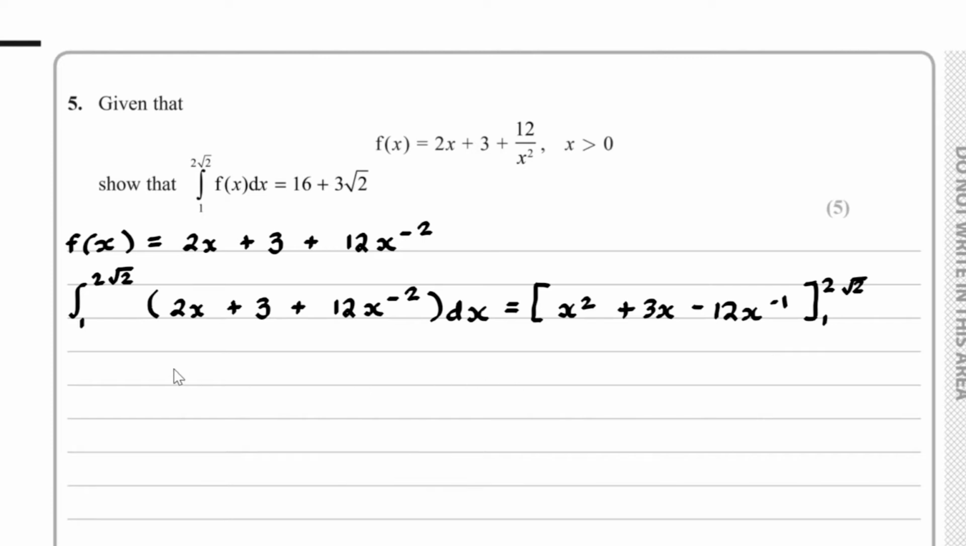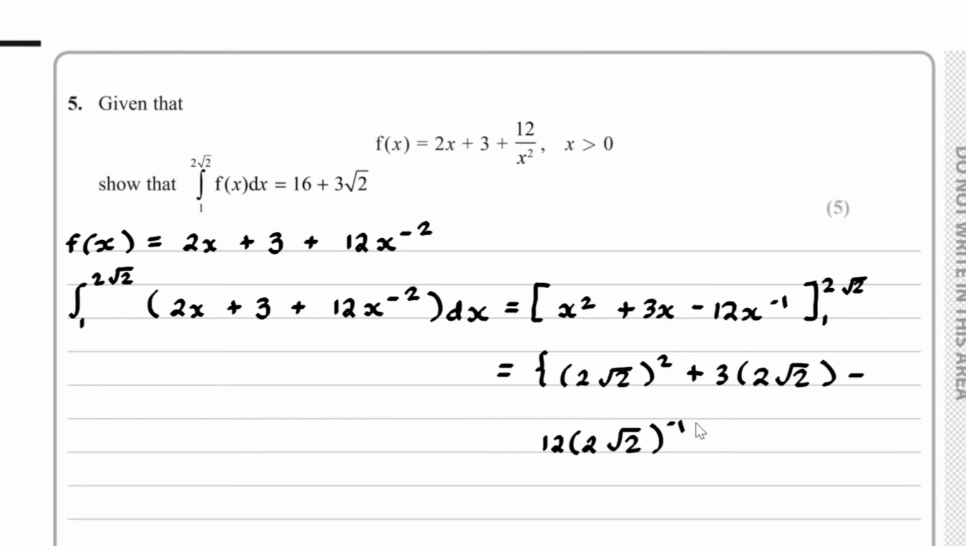So for my upper limit, I've got 2 root 2 squared plus 3 lots of 2 root 2 minus 12 lots of 2 root 2 to the power of minus 1. And then I will subtract 1 squared plus 3 lots of 1 minus 12 lots of 1 to the power of minus 1.